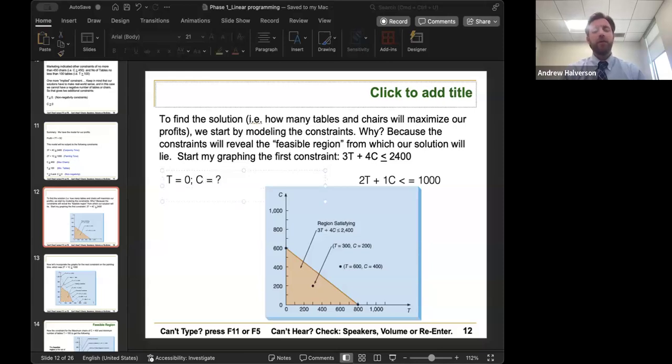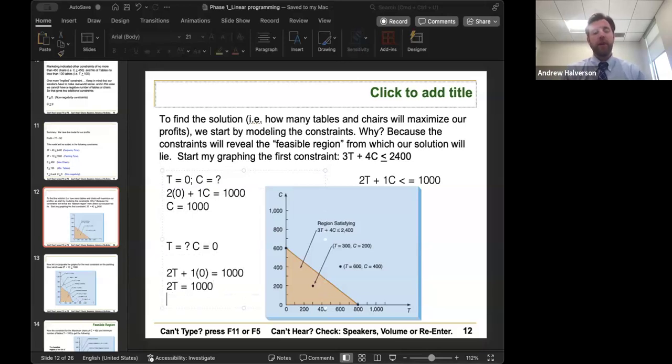Okay. So 2T with T is 0 plus 1C is equal to 1,000. Well, then that just means that C is equal to 1,000, okay? And this time flip the zero. What is T when C is 0? Okay, so 2T, so this becomes 2T equals 1,000?